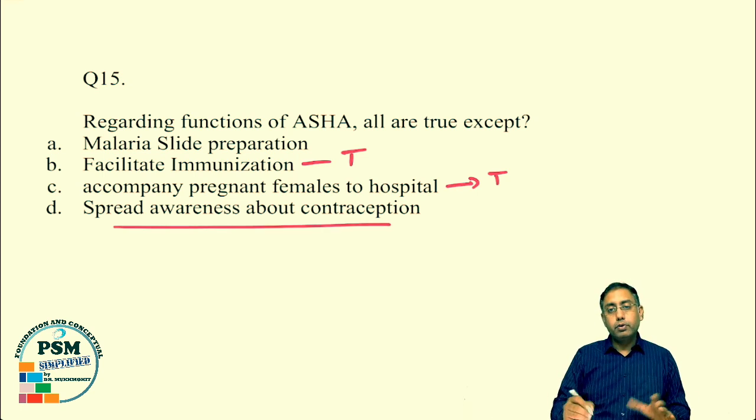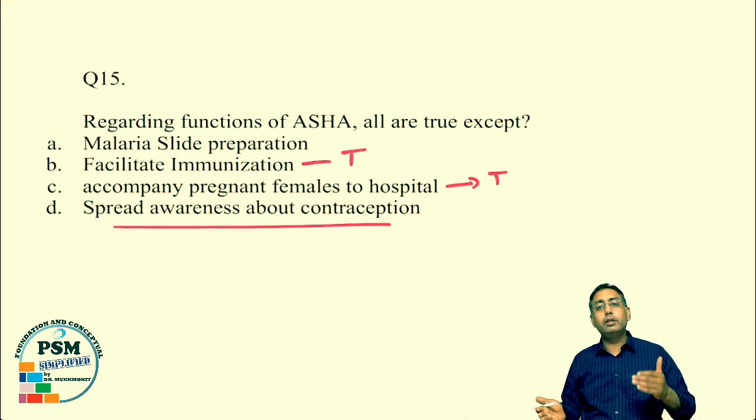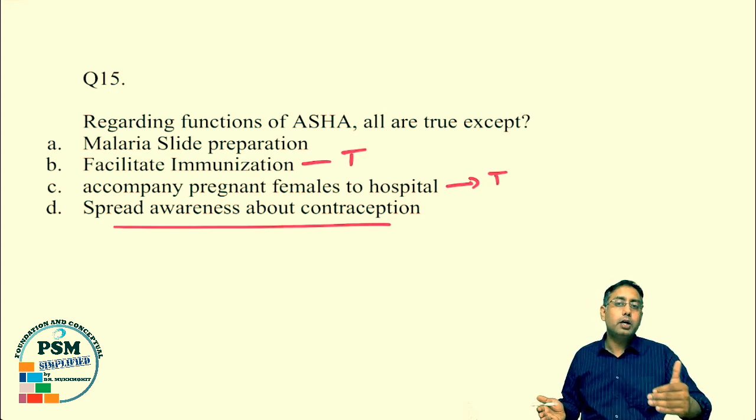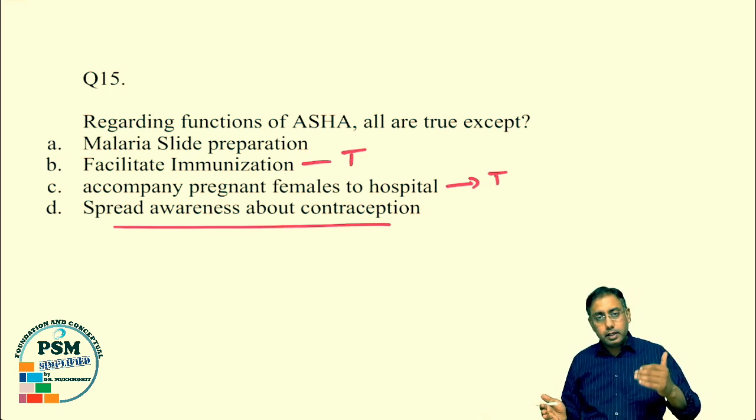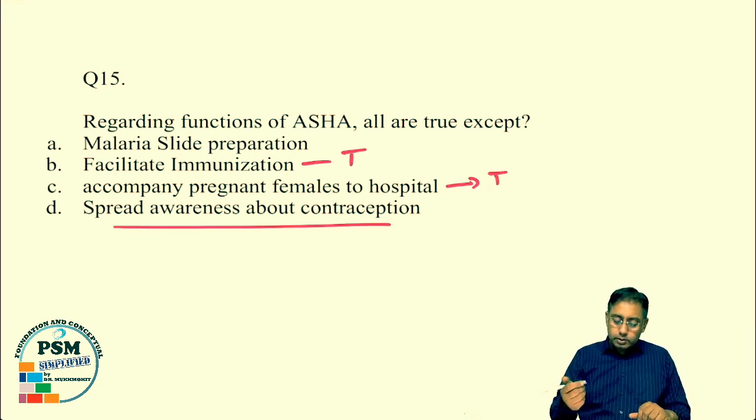Spreads awareness about contraception. A new initiative was launched in 2017 under the ASHA, ASHA contraceptives, in which the ASHA workers will go door to door, and they will have home delivery of the contraceptives. So spreading awareness of contraception is, of course, one of the main functions of an ASHA worker.